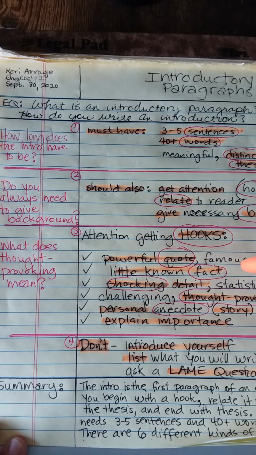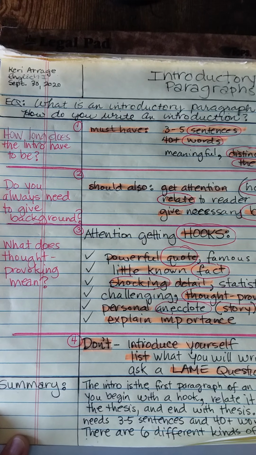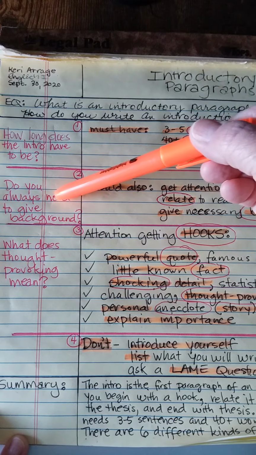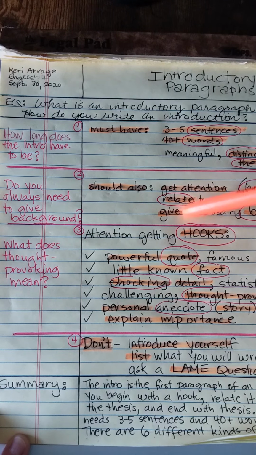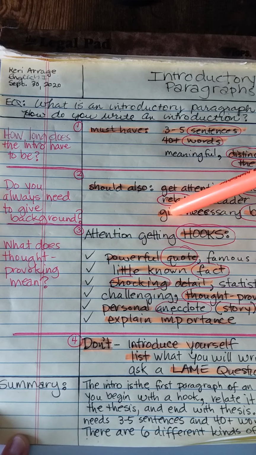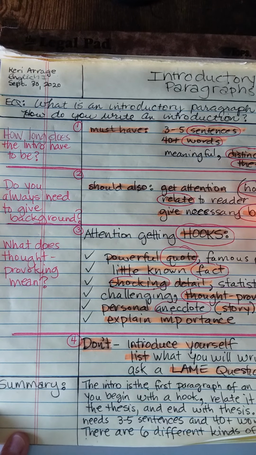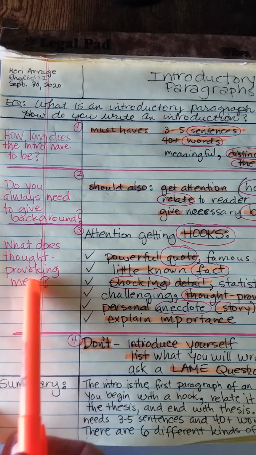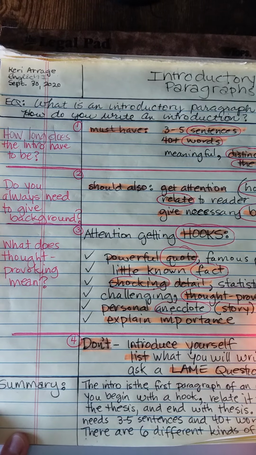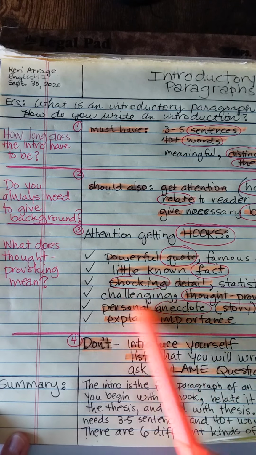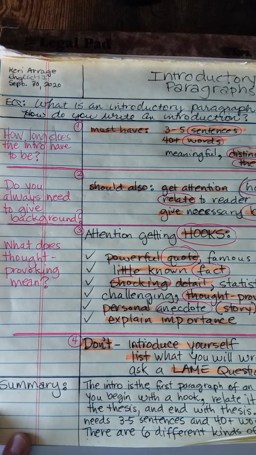They seem easy, but these are the kind of questions that will show up on a quiz or a test. Do you always need to give background? No, right here it says if it's necessary, give necessary background. Sometimes it's not necessary. And then, what does thought-provoking mean? Hey, I might need to look that word up so I know what these notes are saying. So there's a level 1 question for me right there.